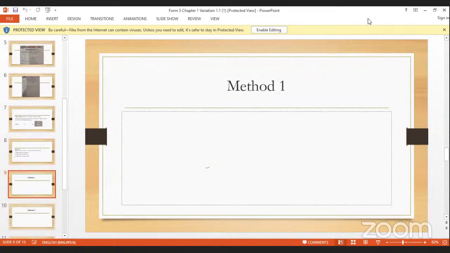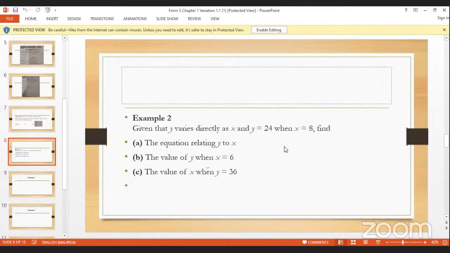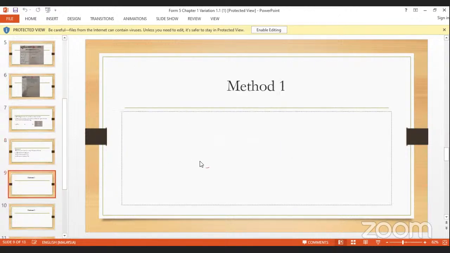So we know that y equals 24 and x equals 8. The equation relating y to x. So y is proportional to x. Y equals 24 equals k times x, which is 8. So k equals 3. So y equals 3x. This is for part A.